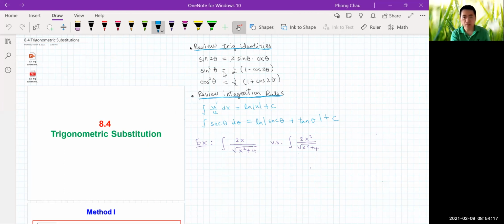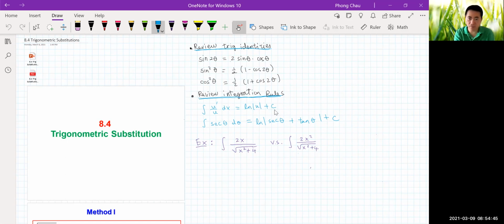sections. Here are the double angle identities. The sine of 2 theta is 2 sine theta cosine theta. We also have sine squared and cosine squared. These are called the power reducing identities. Sine squared is half times 1 minus cosine 2 theta, and cosine squared is half times 1 plus cosine 2 theta. You also want to review the integration rules.